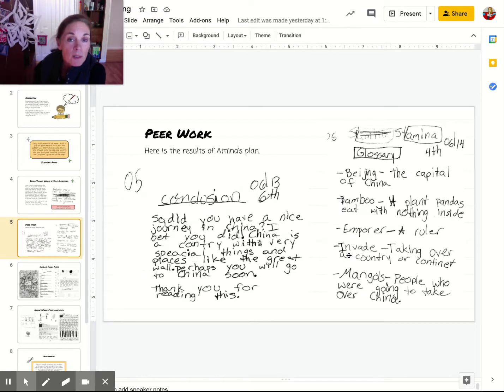Now, a glossary is where you put words that readers may or may not know. For example, they may not know that Beijing is the capital of China. So she included that important word from her text here. Go through your text and think, are there words there that other people might not know? Make a glossary. She also ended her book by saying, did you have a nice journey through China? She wrote a book about China, and this is her conclusion. So you can do that too.